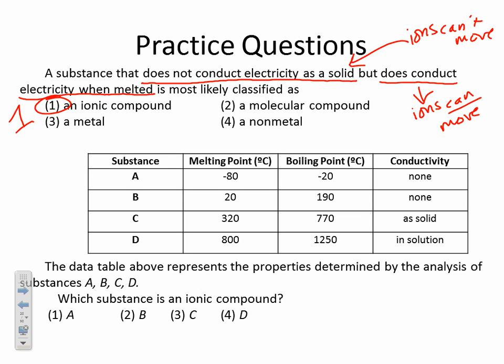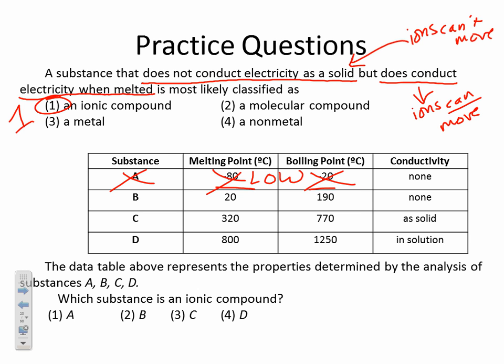Yeah, that's ionic compound. Next up, we have this data table. It says it represents properties that are determined by the analysis of these substances A, B, C, and D. Which one is the ionic compound? So first up, if I look at A, I notice it has this melting point of -80 and this boiling point of -20. These are low. These are low numbers. That's not an ionic compound. Ionic compounds have very high melting points and high boiling points, so I know it's not A.